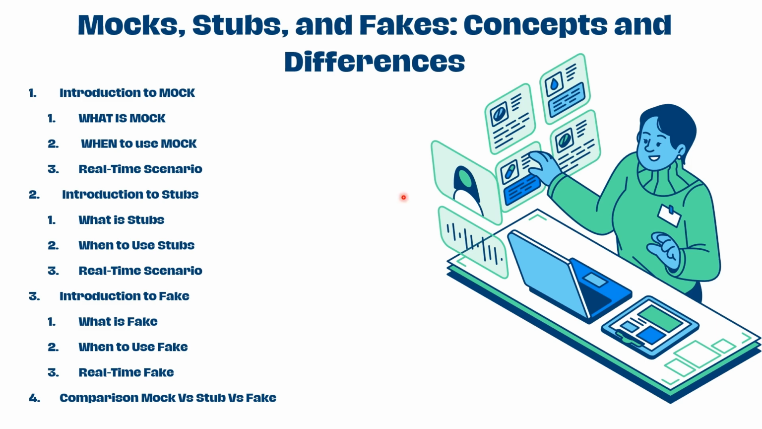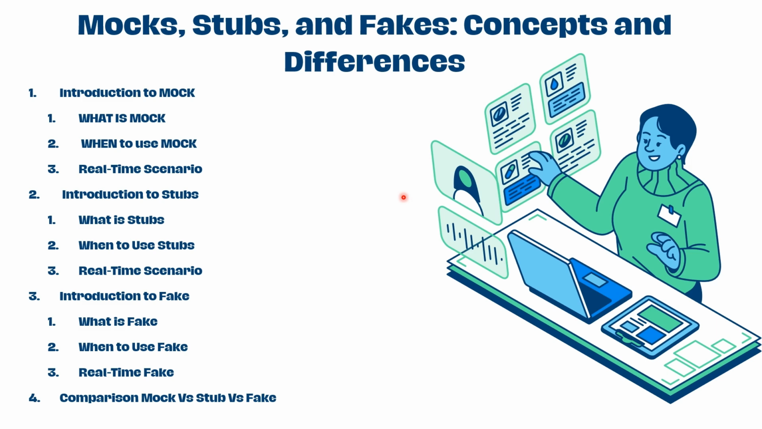Today we are diving into mocks, stubs and fakes in unit testing. These are essential test doubles used to isolate the part of your system you want to test, ensuring that your tests are reliable, repeatable and independent of external systems. Let's start by defining what test doubles are and how they fit into test-driven development.